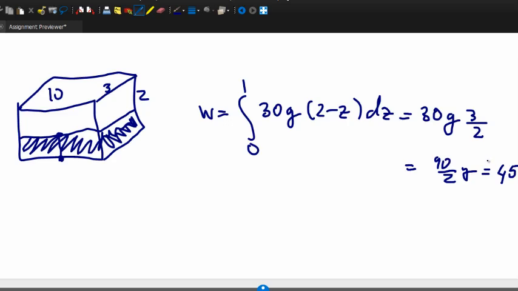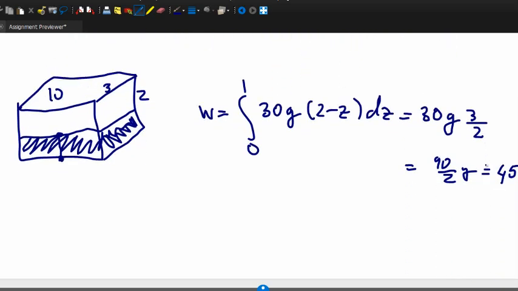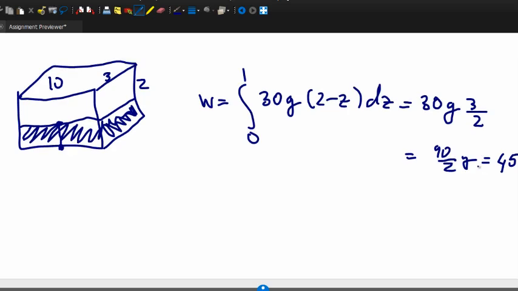So let's go back to the previous answer. It was 60g, and half of the tank will require 45g. So as you can see here, it is not half of the work. It is more than half of the work. And this makes sense, right? Because it will take more work to pump the bottom of the tank than the top of the tank, right?